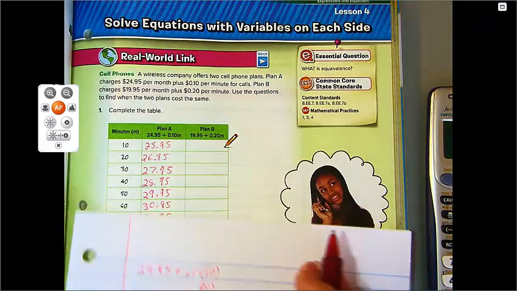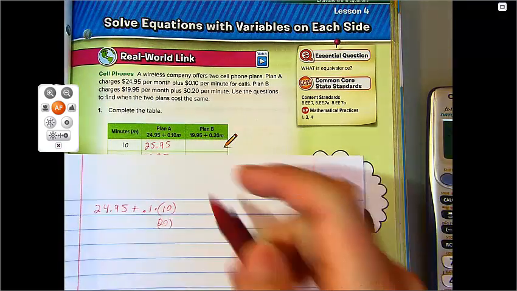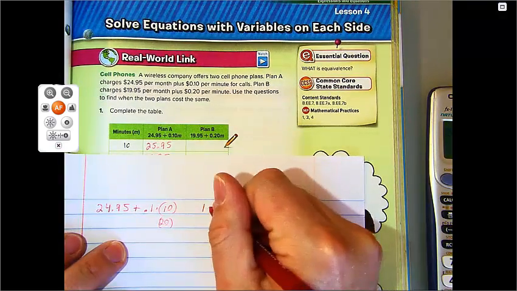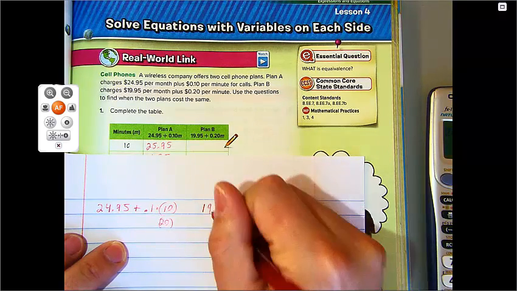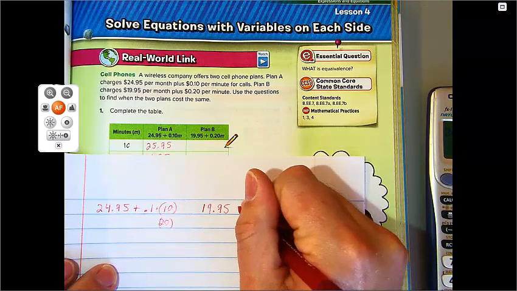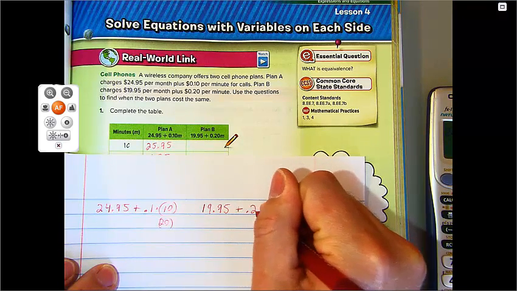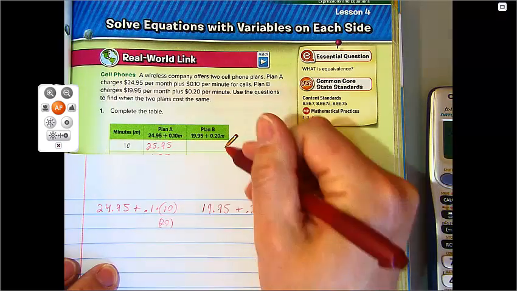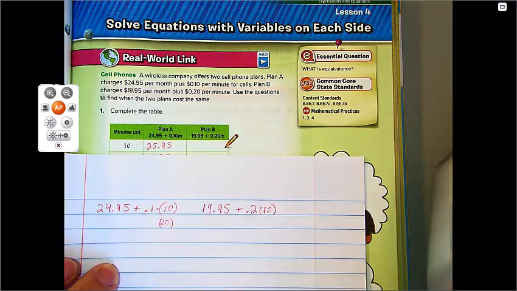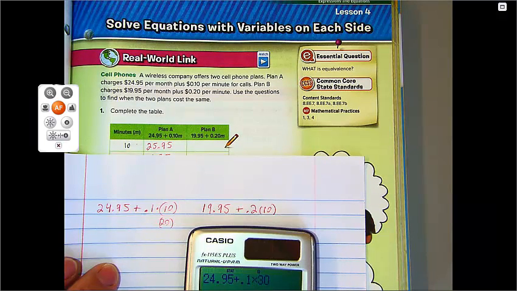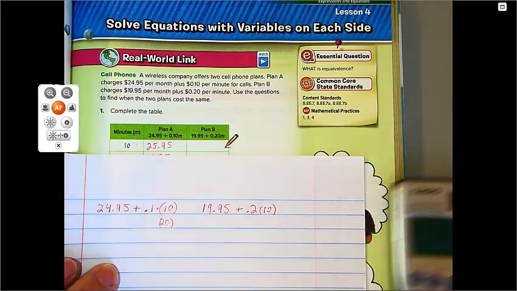For plan B, I basically do the same thing. I'm going to take $19.95, which is just the monthly rate just to have the phone. That's what you have to pay even if you don't talk. Plus, now it's 20 cents a minute, so times M, minutes, which here is going to be 10 to start with. So just to have the phone, we have $19.95. This one is cheaper simply to have, but it costs more per minute. So plus 0.2 times 10, that one's $21.95.